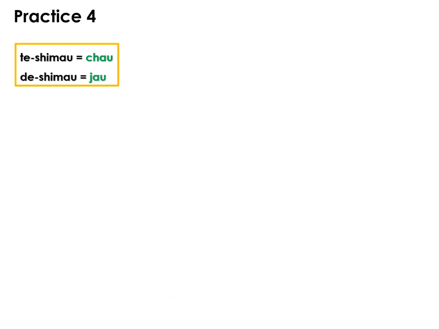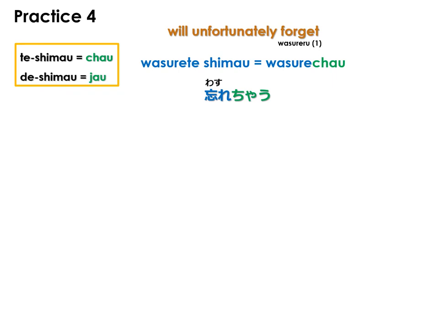For this last set of practice, let's try using the plain form shortcuts. For this, te-shimau changes to chao, while de-shimau changes to jiao. First example, will unfortunately forget. Answer, wasurete shimau changes to wasurechao. You might say this when someone doesn't take notes and simply relies on memory, but then they forget.